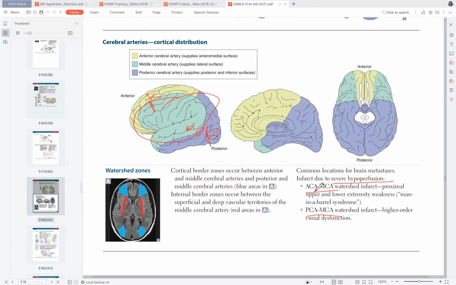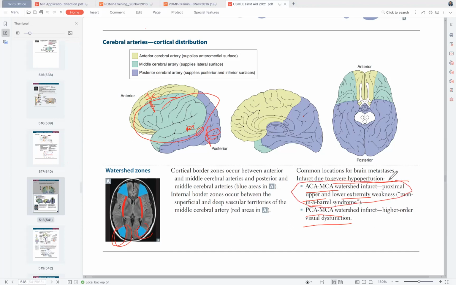And what symptoms are we going to see? We'll see upper and lower extremity weakness, right? And then they call this man in a barrel syndrome. And we will also see visual problems, right? Because we also have the vision at the back over there. If you look at this image, they have higher order visual dysfunction. But this is the one that they will most likely ask.